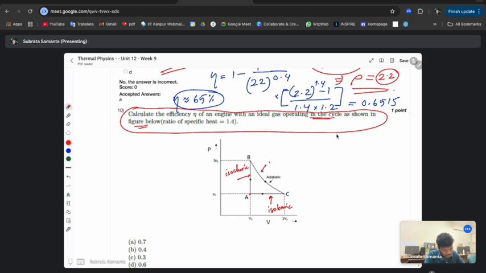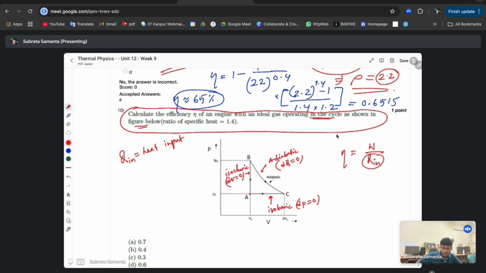So for the adiabatic process, dQ equals 0. Here dP equals 0. Here dV equals 0, so no change in volume. So first we calculate the efficiency. Eta is defined as W over Q in. So first we calculate the work done and the heat input, where Q in is the heat input. So how do we compute this?